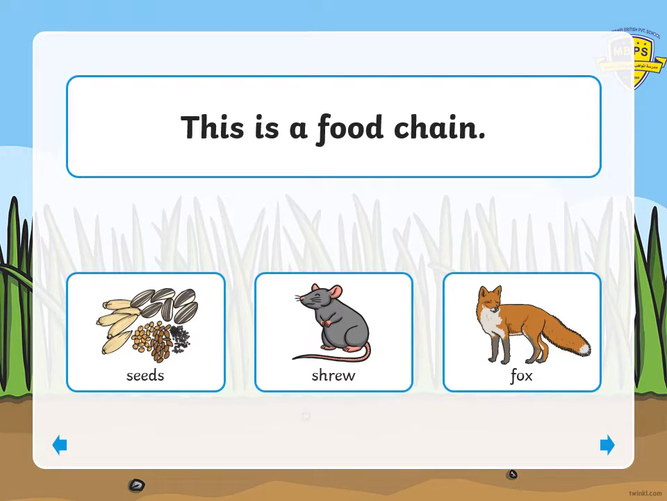Now this is a food chain. It starts from seeds, then shroot and fox. How will you draw it? Seeds are a part of a plant. They are a part of a producer. So how does this food chain go?